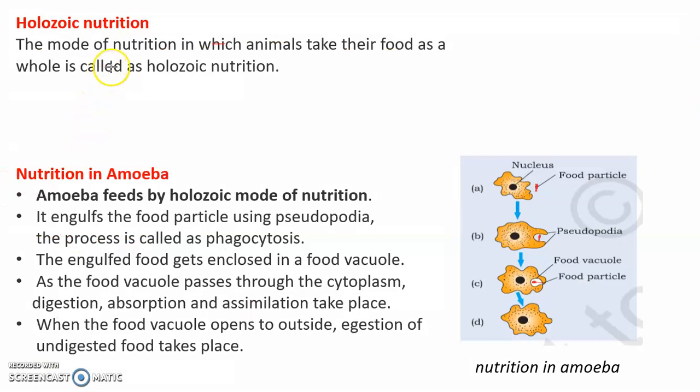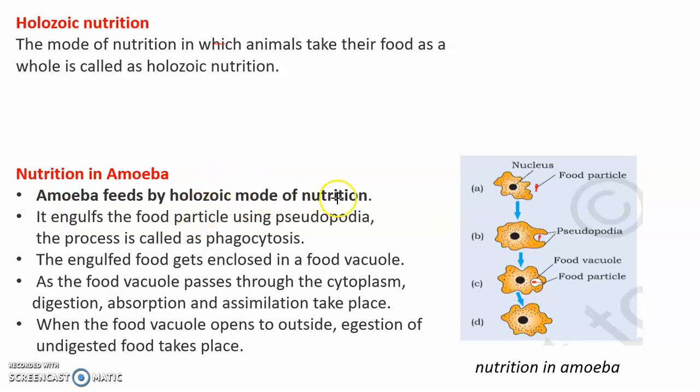Next is holozoic nutrition. In holozoic nutrition, the animals take food as a whole. Basically, single cellular organisms have holozoic nutrition. The examples of that are amoeba and paramecium having holozoic nutrition.